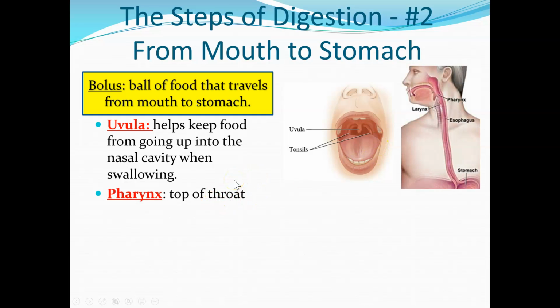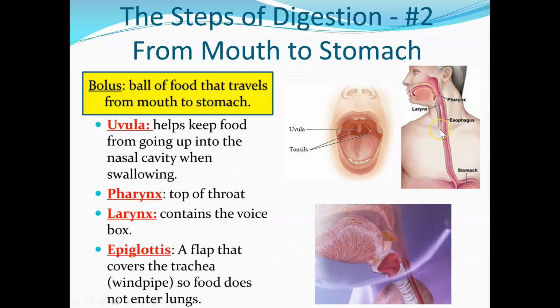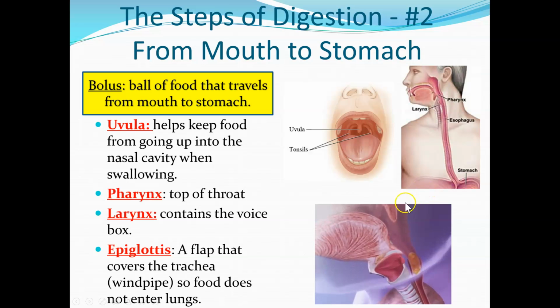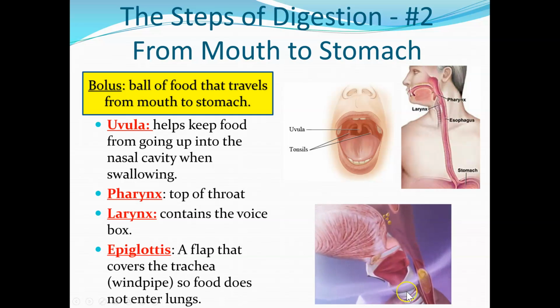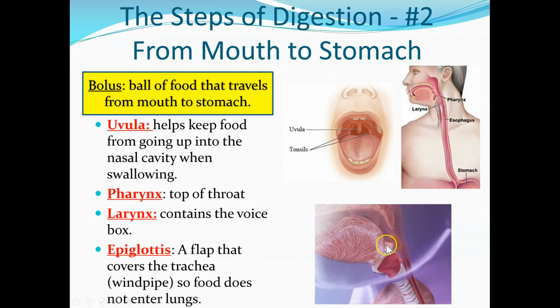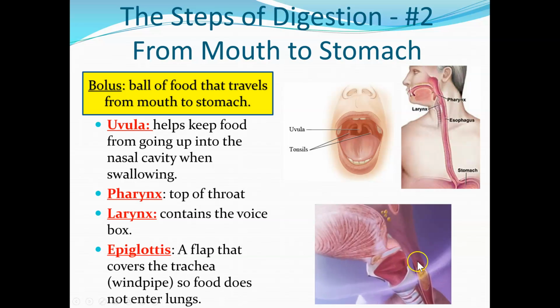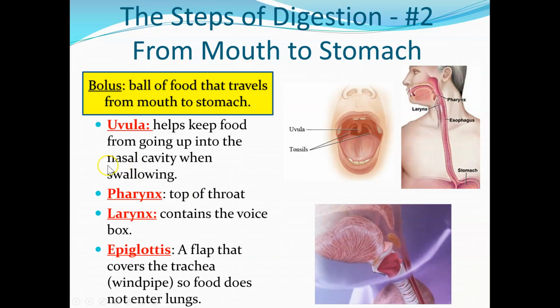And then the pharynx is the top of the throat right here. And you can see that it basically lies on top of the larynx and connects to the esophagus. The larynx contains the voice box and the epiglottis. The epiglottis basically covers right over here. This is your trachea. You can see those tracheal rings right here. The epiglottis is a flap that covers the trachea so that the food, the bolus, enters into your esophagus and not your trachea.